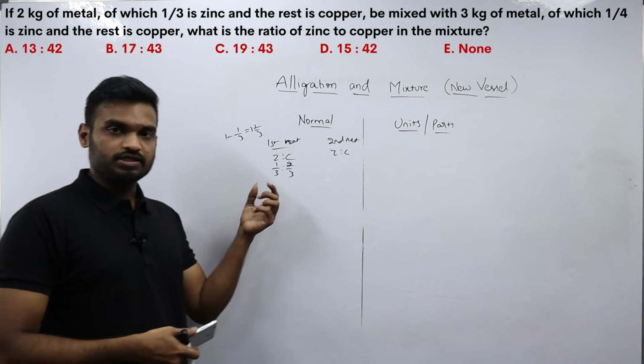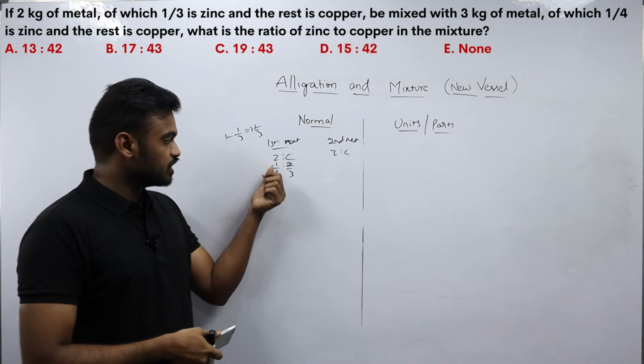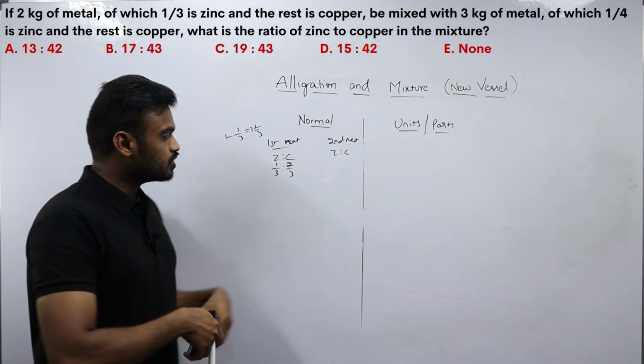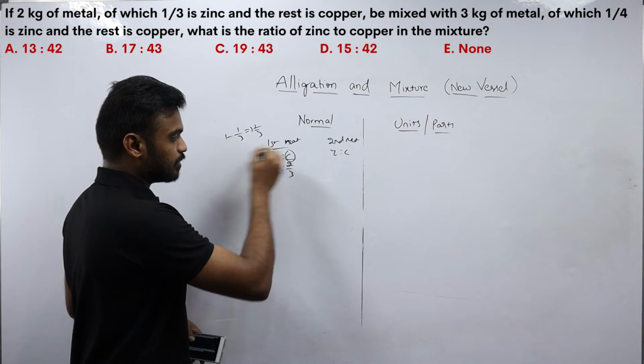Okay, here they are saying that the quantity of zinc in the first metal is only 1/3 part. So what is the part remaining? That is 2/3 part remaining. So 2/3 belongs to the copper ratio.